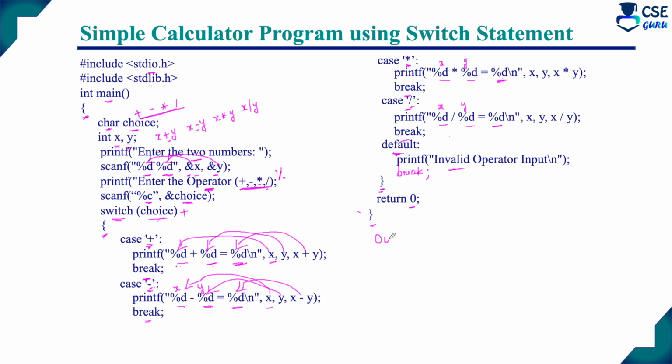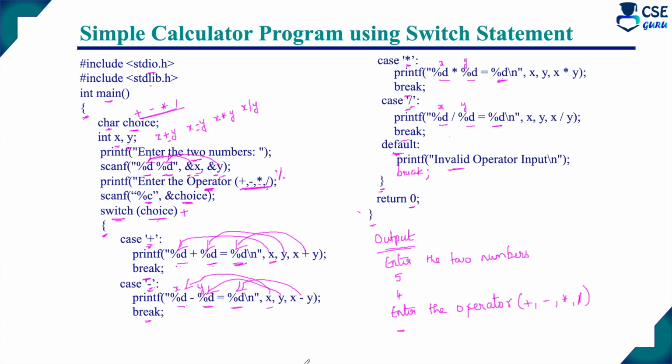For example, if we consider the output, how will it be displayed on the output screen? First this printf statement will execute, that is, enter the two numbers. Here you need to input x and y. Suppose I am entering x value as 5 and y value as 4. Then printf enter the operator. So here enter the operator: plus, minus, star, slash. Only these four operators are valid operators. And here you have to enter the operator.